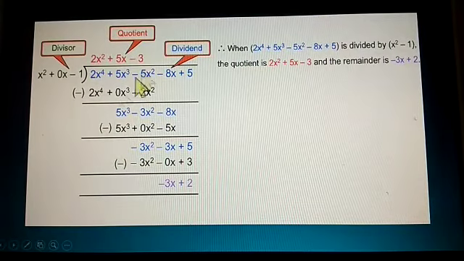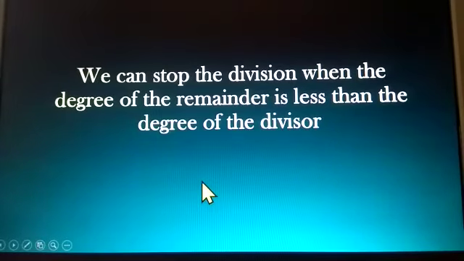So when this polynomial is divided by this polynomial, you are getting this as a quotient. So your quotient is 2x square plus 5x minus 3 and the remainder is minus 3x plus 2. So we can stop the division when the degree of the remainder is less than the degree of the divisor. So keep all the steps in mind and practice the sums. I'll come back in the next video.